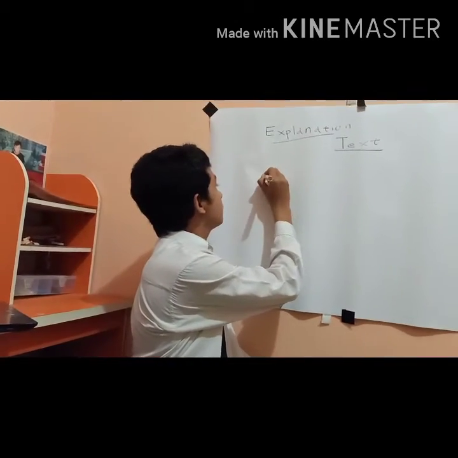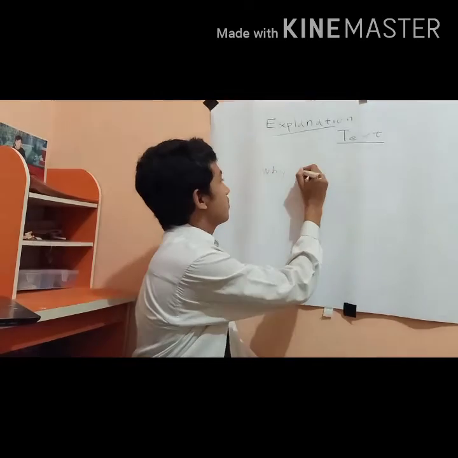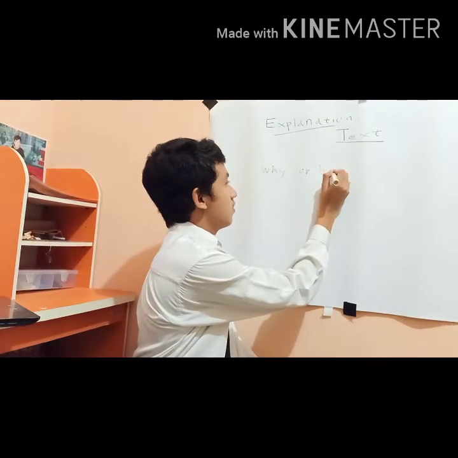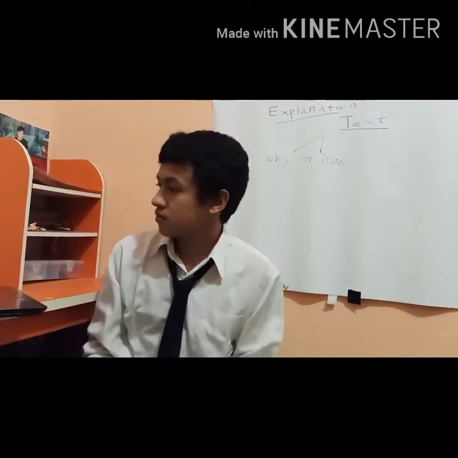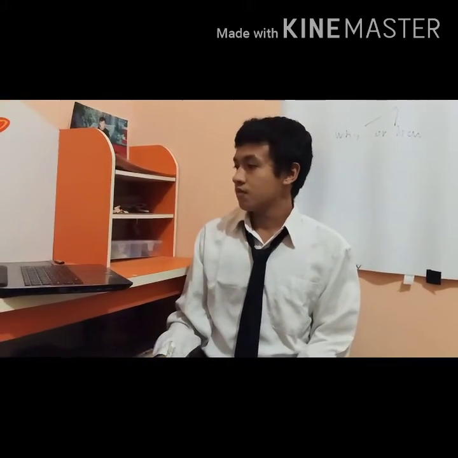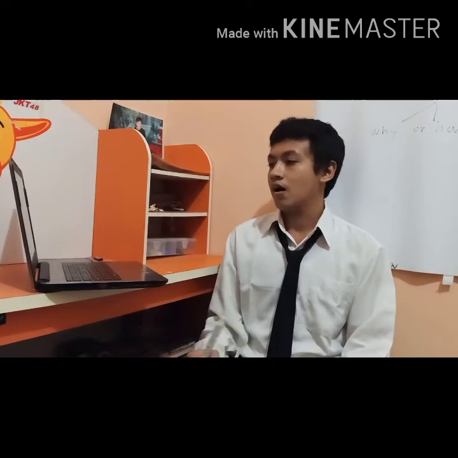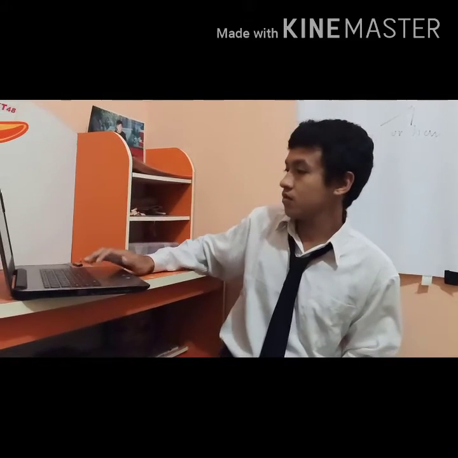Why or how of the forming of the phenomena. It is often found in science, geography, and history textbooks. An explanation text is written to explain how and why something in the world happened.